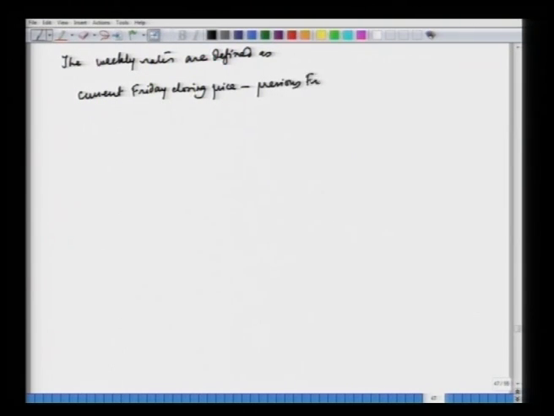So, the weekly rates are defined as, we have current Friday closing price minus previous Friday closing price. That is one example, just to tell you how the weekly rates are calculated from the daily data by the previous Friday closing price.